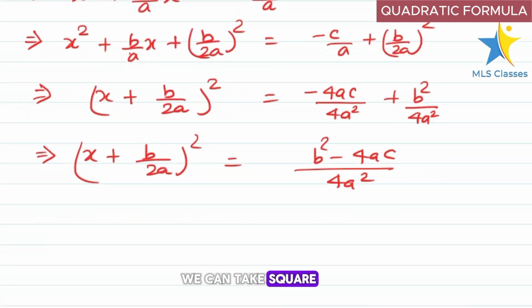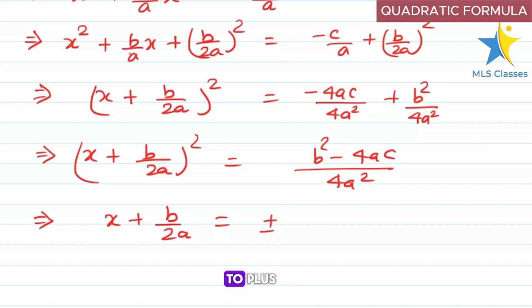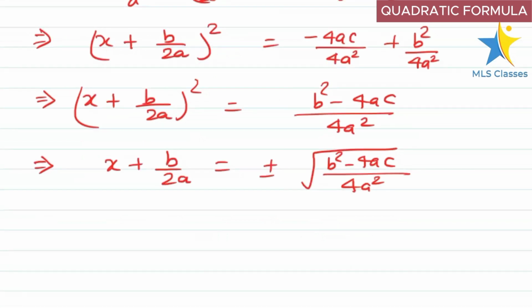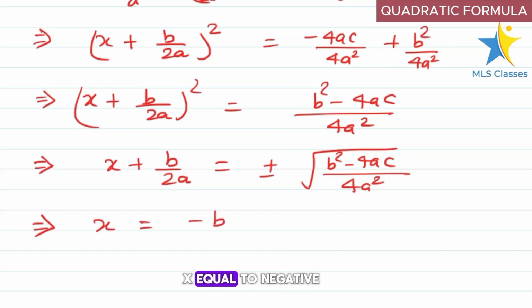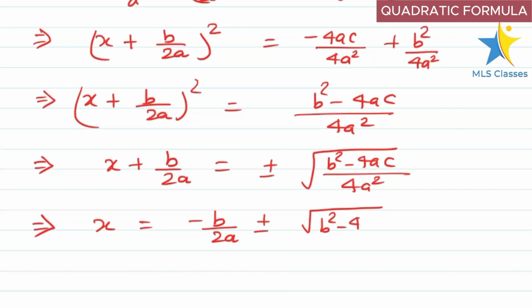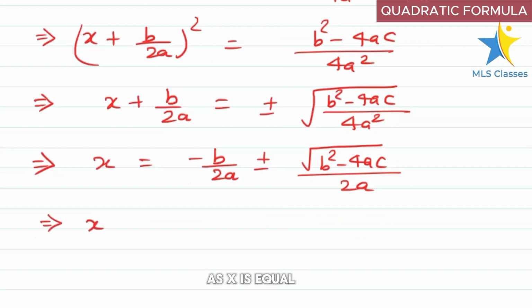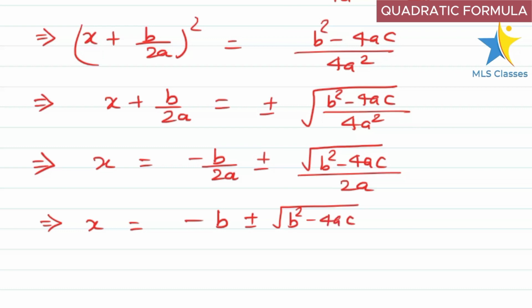We can take the square root on both the sides, and we will be getting x plus b over 2a is equal to plus minus square root of b square minus 4ac over 4a square. So we will subtract b over 2a from both the sides, and we will be getting x equal to negative b over 2a plus minus square root of b square minus 4ac, and the square root of 4a square is just 2a. So we will write it in the form of the quadratic formula: negative b plus minus square root of b square minus 4ac over 2a.